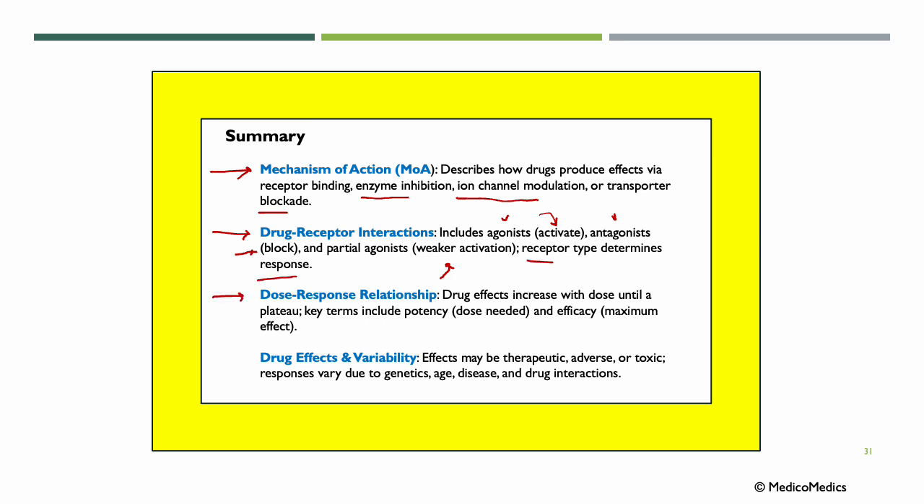We then move to dose-response relationship. So drug effects increase with dose until we reach a plateau. And key terms here included potency, so the dose needed, and efficacy, the maximum effect. And finally, we had drug effects and variability. So effects may be therapeutic, adverse, or toxic. And responses may vary due to genetics, age, disease, and drug interactions.